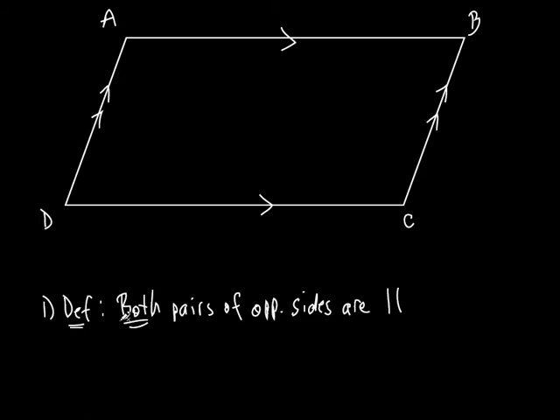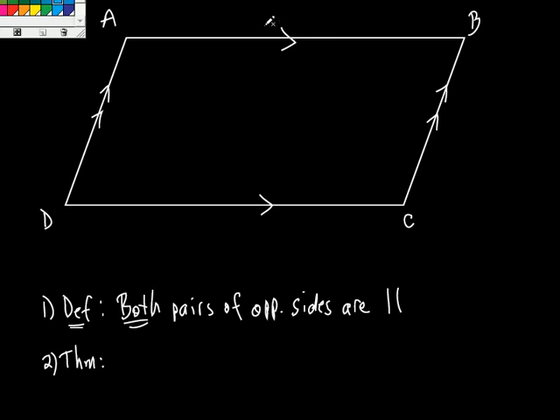But we do have some theorems. And the rest of these, I believe, are theorems. I don't think any of these are postulates. Let me just take a quick look. Nope. So both pairs of opposite sides are parallel to each other. Let's do the second thing, and these are all theorems. I'll do this in another color.